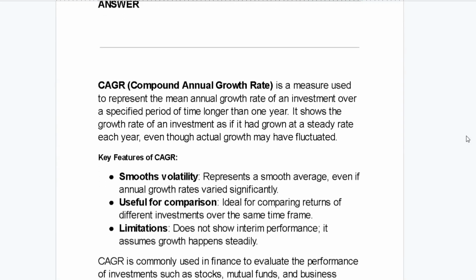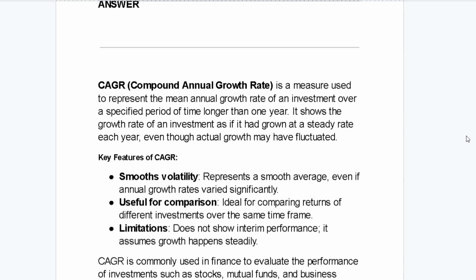So the CAGR, that is compound annual growth rate, is measured to represent the mean annual growth rate of an investment over a specified period of time longer than 1 year. It shows the growth rate of an investment as if it had grown at a steady rate each year, even though actual growth may fluctuate. So here the key feature of CAGR is smooth volatility. It represents a smooth average even if the annual growth rate varied significantly. It is useful for comparison, ideal for comparing returns of different investments over the same time frame.